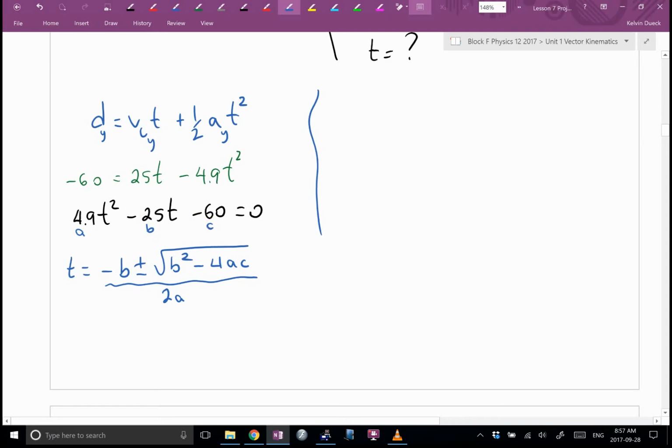Who has a quadratic solver? As far as I'm concerned, you can quit right now, and you can go straight to finding what t is. Now, do you know how to use your solver? If not, I'll help you later on in class. The rest of us, sadly, are going to have to go like this. T equals positive 25 plus or minus the square root of 25 squared, that's 625, minus 4 times positive 4.9, negative 60, all over positive 9.8.